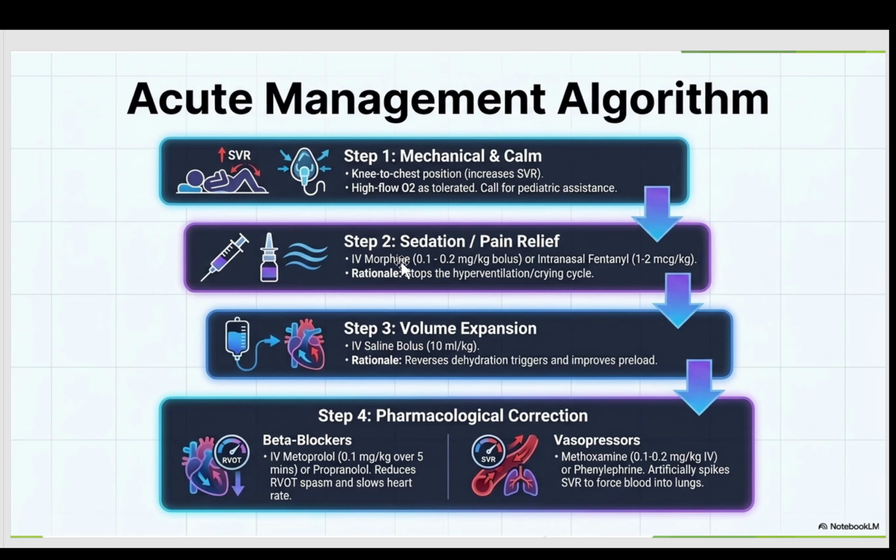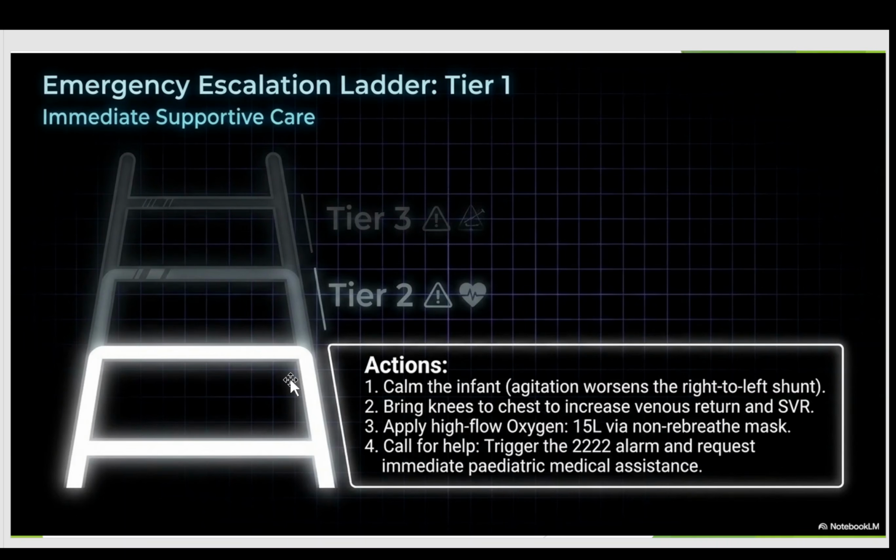Pharmacologically, we can give beta blockers or vasopressors to counter the right ventricular outflow tract spasm or to increase the systemic resistance by phenylephrine. So you remember this management like a ladder shape approach. On the first ladder, we have calming the infant, bringing the child to knee to chest position, giving oxygen and calling for help. And another is to give analgesia and IV fluid support.